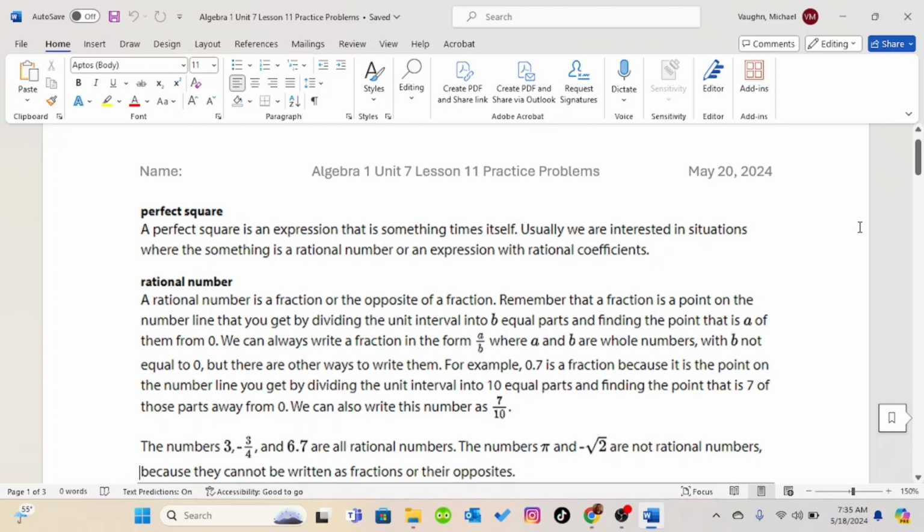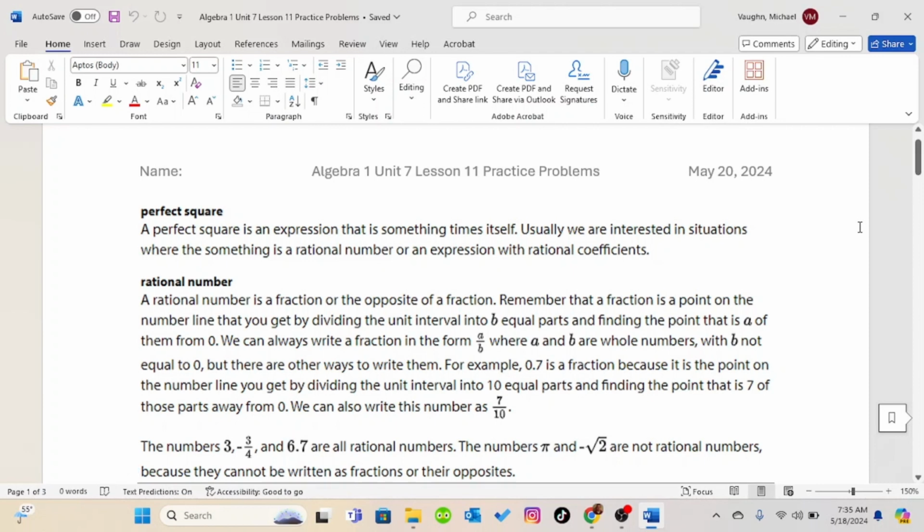Welcome to Algebra 1, Unit 7, Lesson 11, Practice Problems. This begins the second half of Unit 7 and will be the last section of material covered this school year. We start out with two vocabulary terms that will be important in understanding how to do these practice problems.